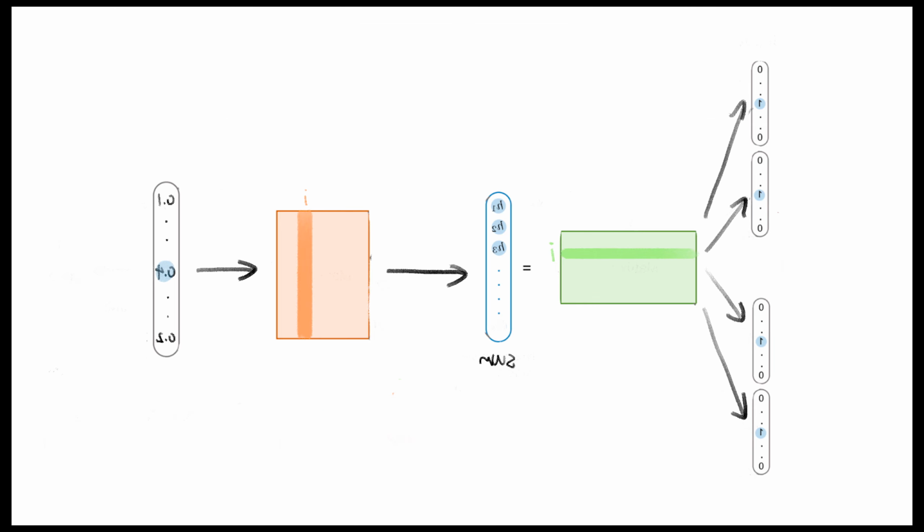Now each column in the matrix W1 contains the central vector for the words, while each row in the matrix W2 contains the context vector for the words.